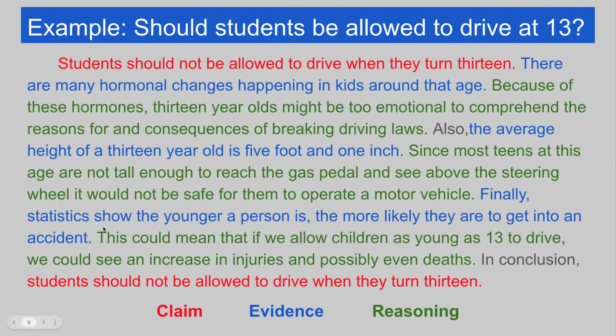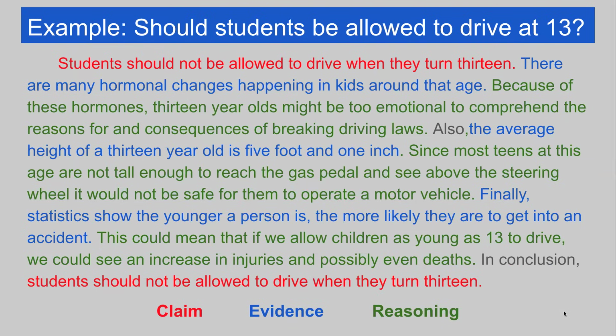Finally, statistics show the younger a person is, the more likely they are to get into an accident. This could mean that if we allow children as young as 13 to drive, we could see an increase in injuries and possibly even deaths. In conclusion, students should not be allowed to drive when they turn 13.